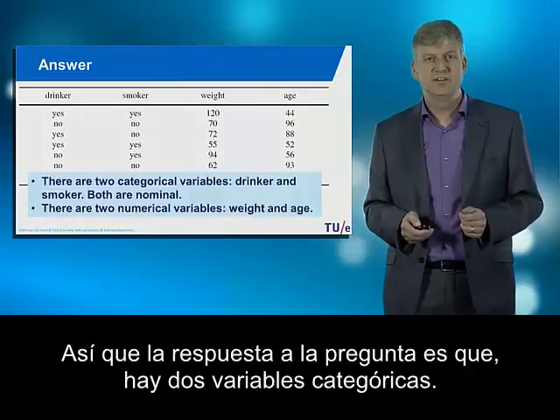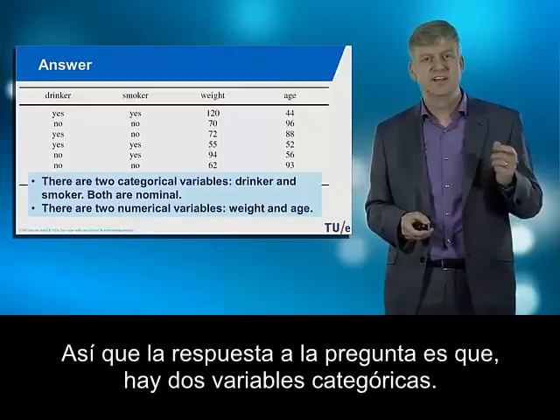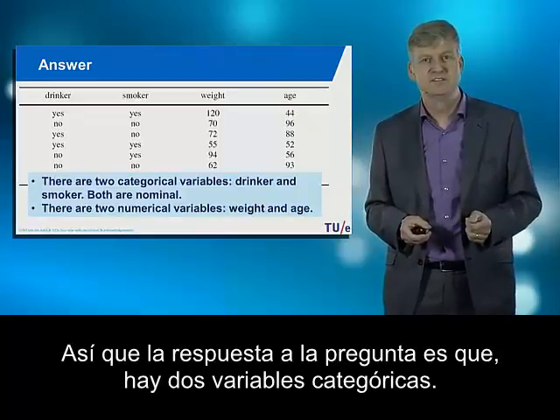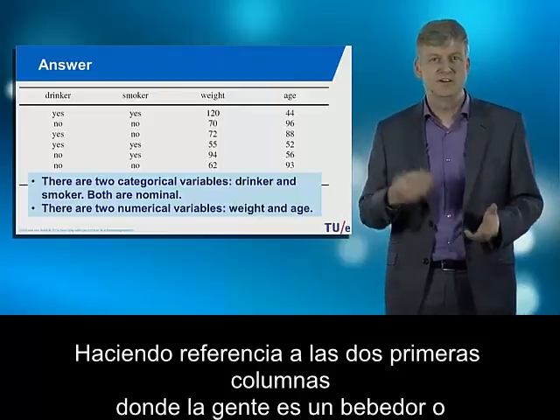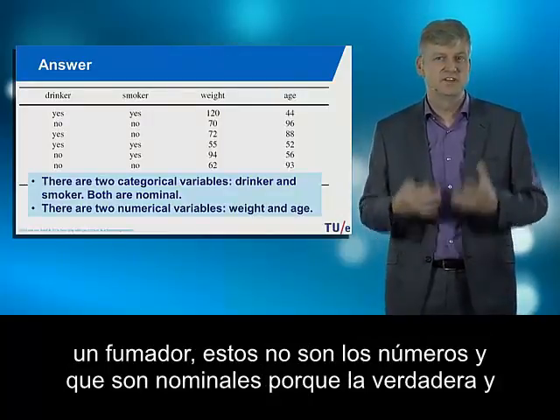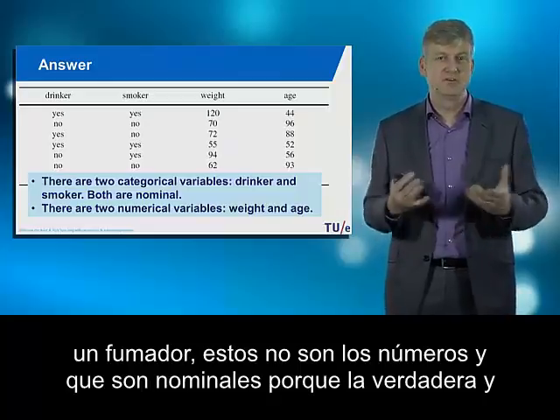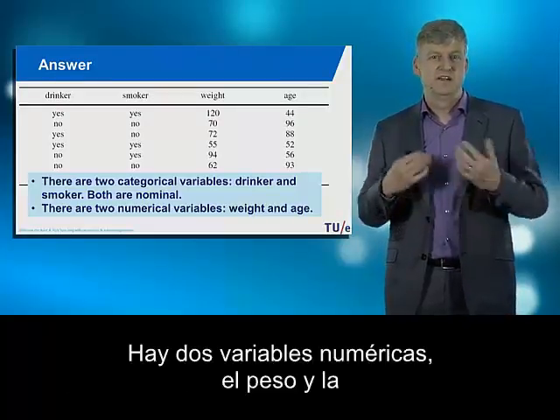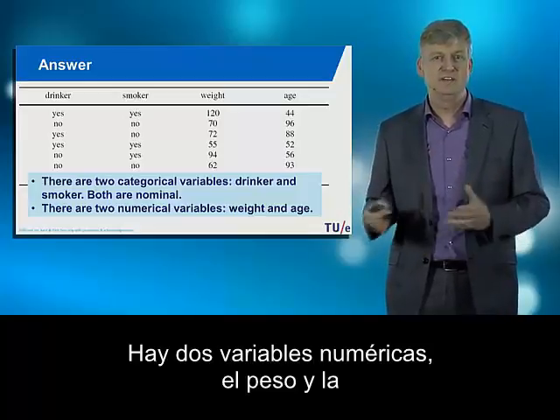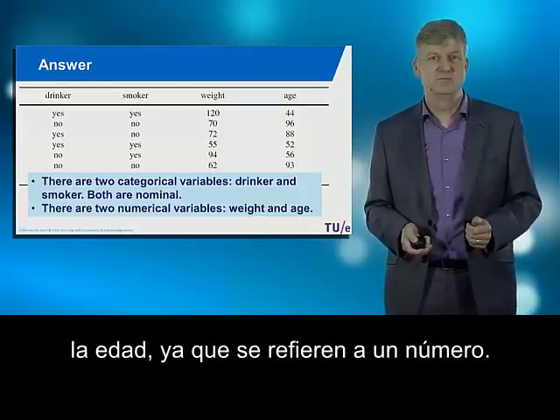So the answer to the question is that there are two categorical variables referring to the first two columns, whether people are a drinker or a smoker. These are not numbers, and they are nominal because true and false do not have some natural order. There are two numerical variables, the weight and the age, because they refer to a number.